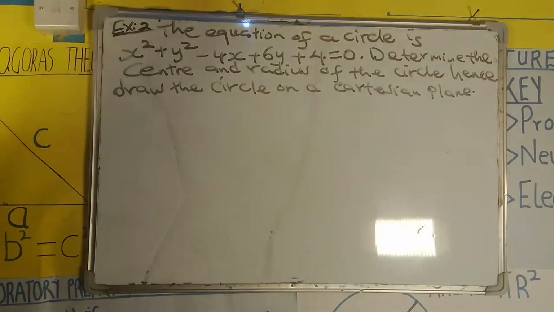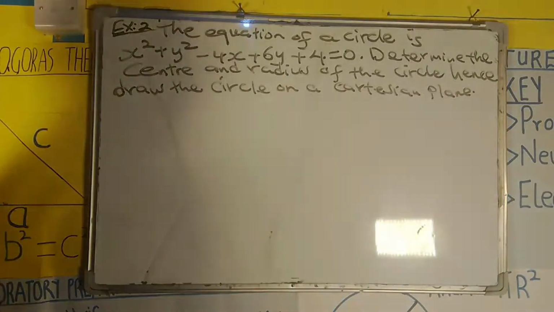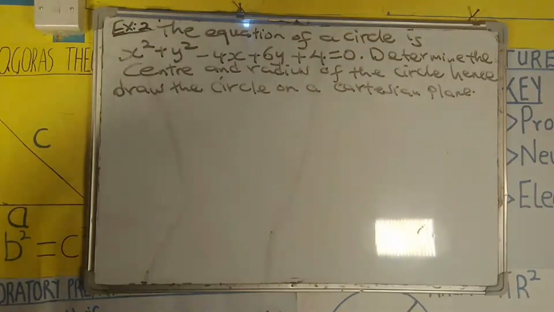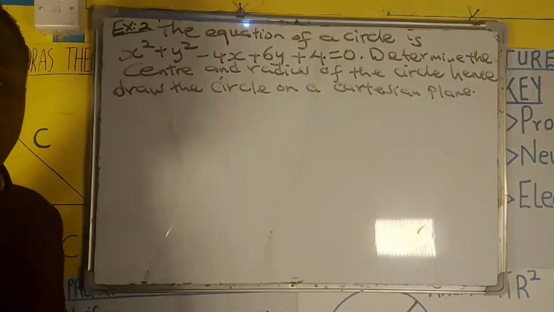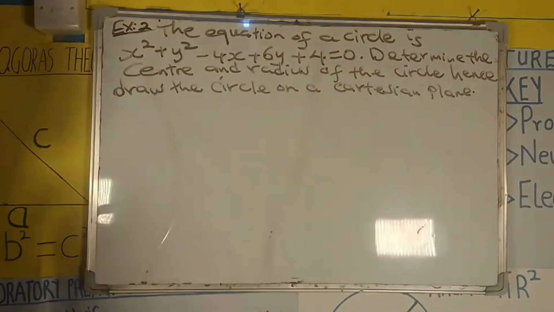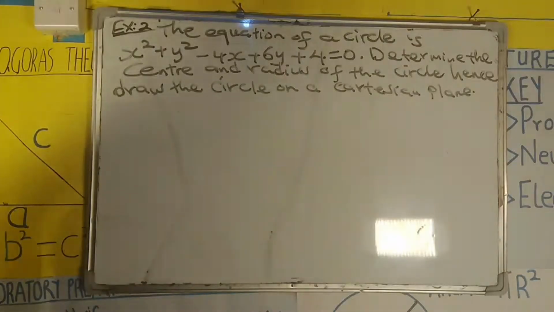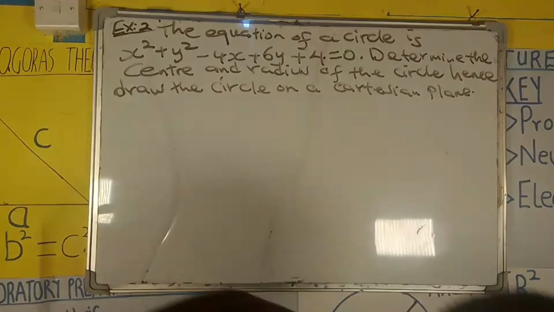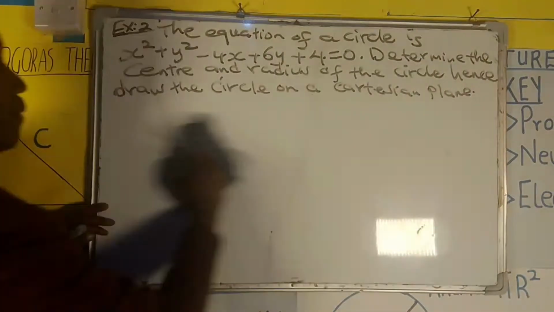The equation of a circle is x squared plus y squared minus 4x plus 6y plus 4 equals 0. Determine the center and radius of the circle. Hence, draw the circle on a Cartesian plane.